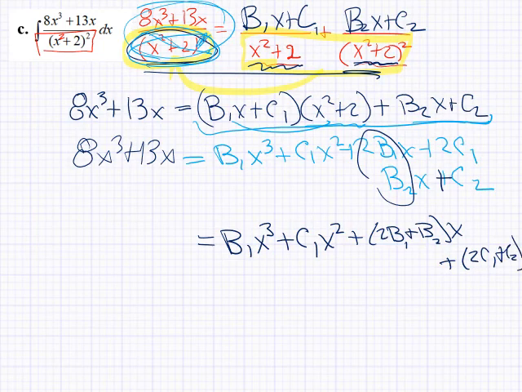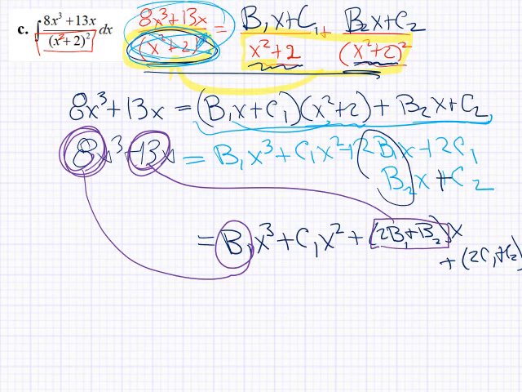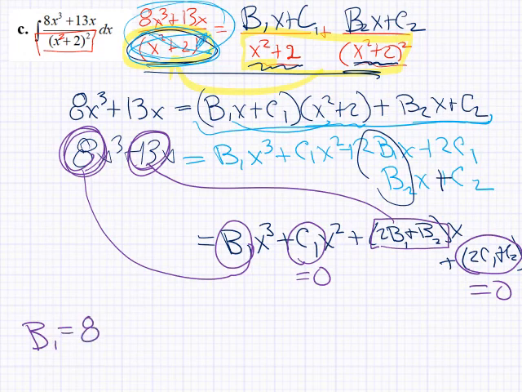Equating that to the other side, the coefficient in front of the x cubed is an 8, so this coefficient has to be an 8. The coefficient in front of the x to the first is a 13, so that's got to be a 13. Now there's nothing else on the left-hand side, which tells me this has to equal 0, and this has to equal 0. So knowing that, b1 equals 8, c1 equals 0.